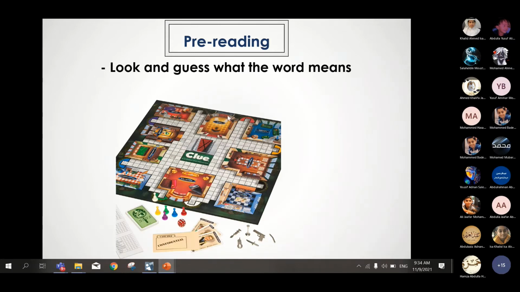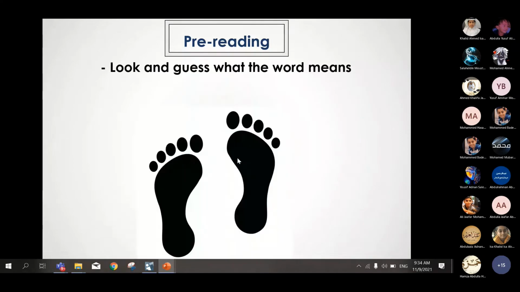Look here, clue. What is the meaning of clue? To find out the puzzle of something, to discover something. Clue. I have got the clue to answer this problem. I have got the clue about this crime. Look here. This is a footprint.